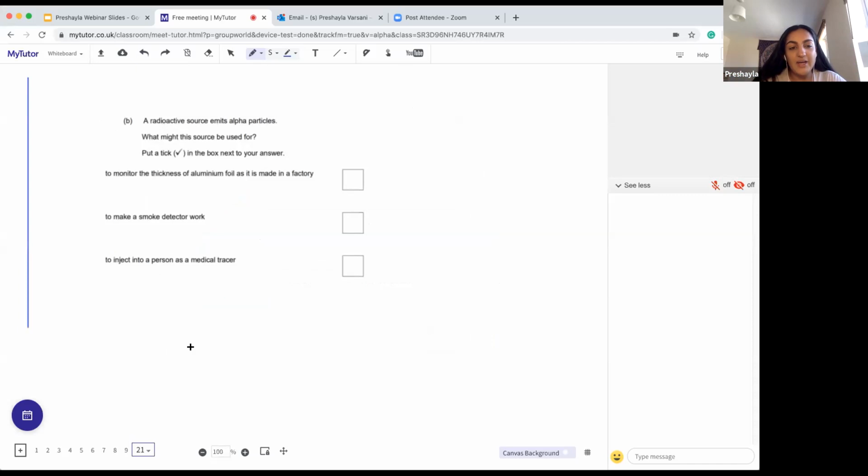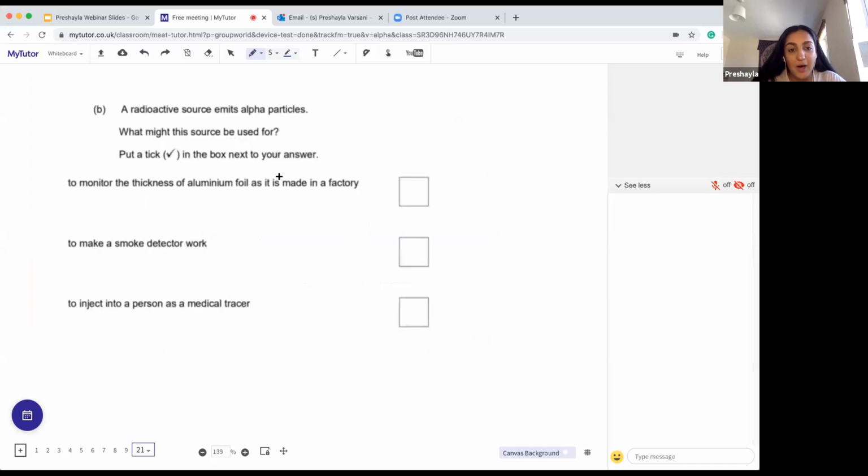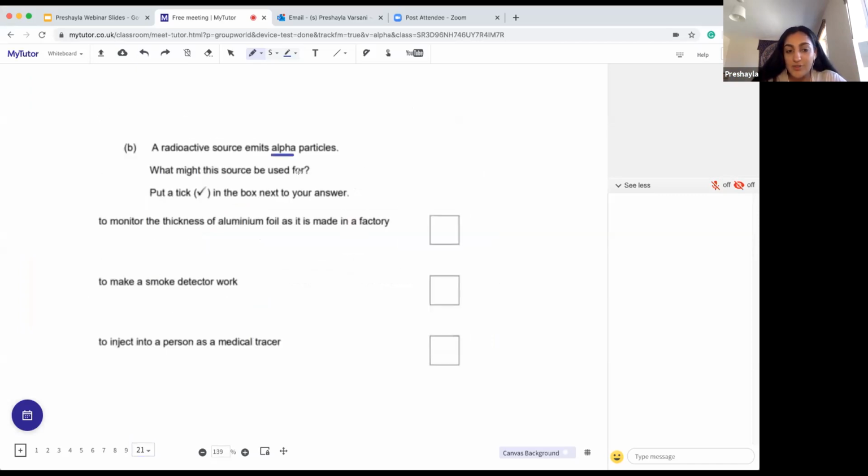Okay, a radioactive source emits alpha particles. What might this source be used for? Could it be used to monitor the thickness of aluminium foil? Could it be used to make a smoke detector work? Or should it be used to inject into a person as a medical tracer? Which one do you think would be the most appropriate source for alpha?